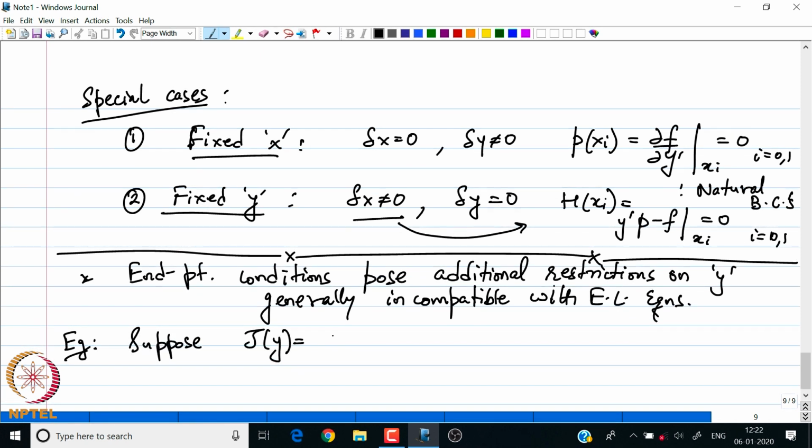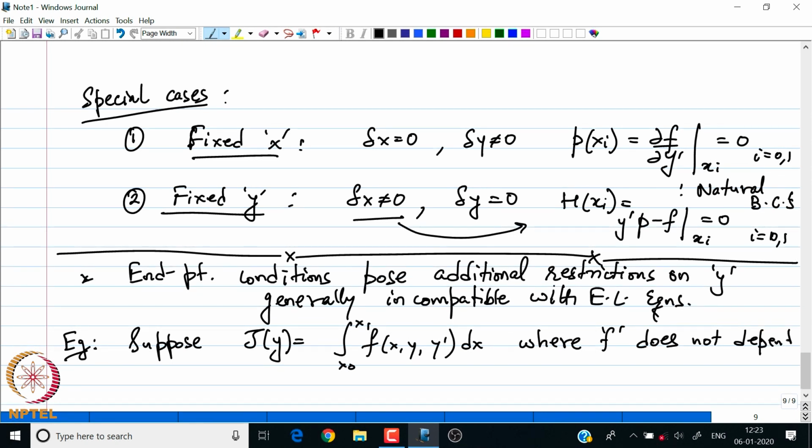J of y is equal to the integral from x naught to x1 of f of y, y prime dx, where my f does not depend on x explicitly. I am looking at a specific class of functional, and students are familiar that the optimization of this class of functional will lead to the Beltrami identity, setting that identity equal to a constant. Let me call this relation A.